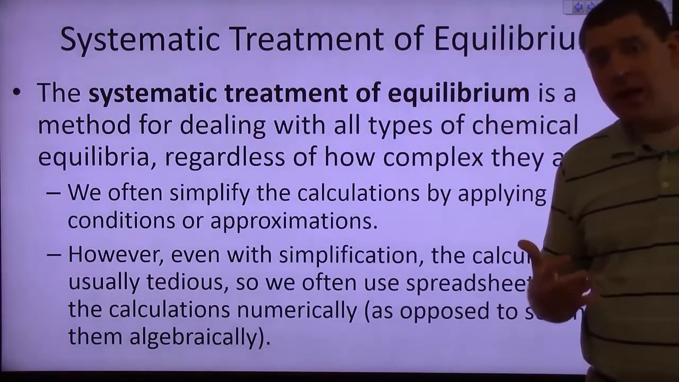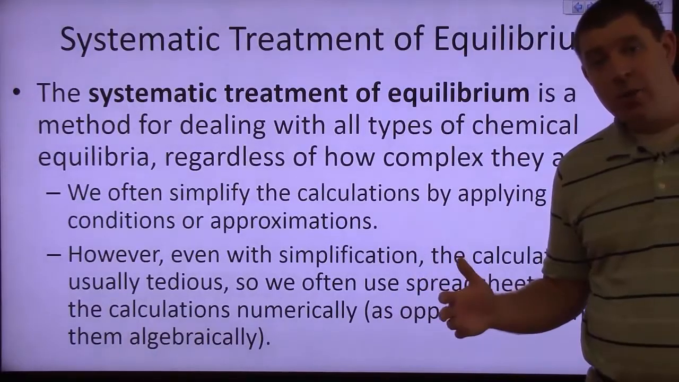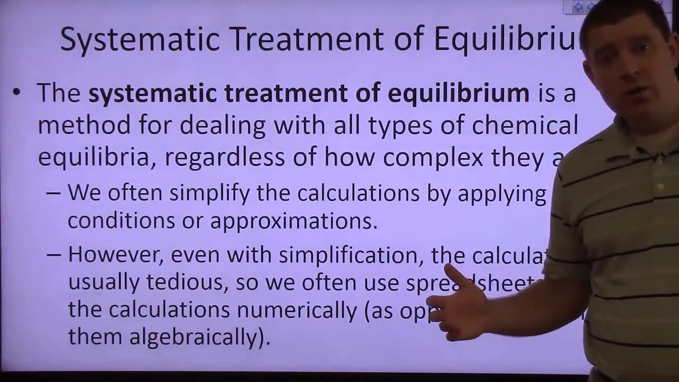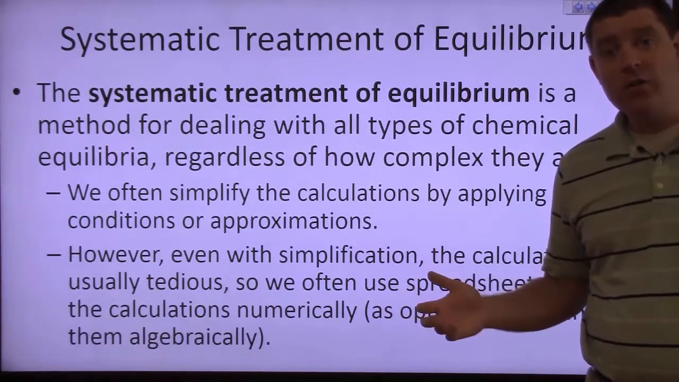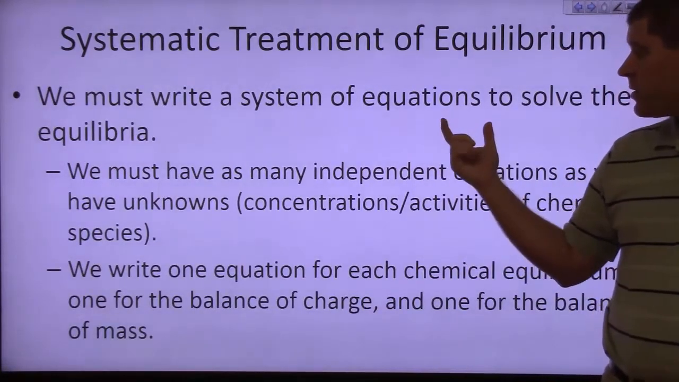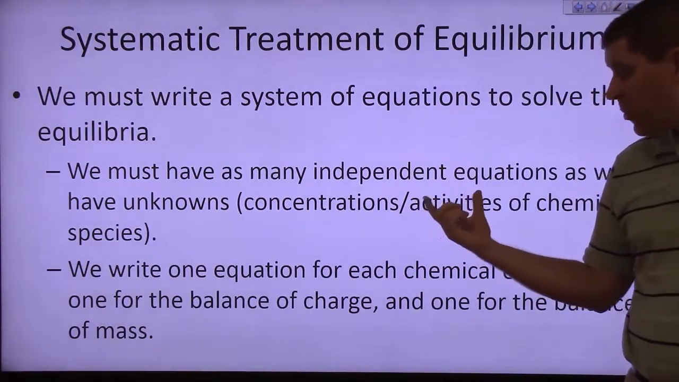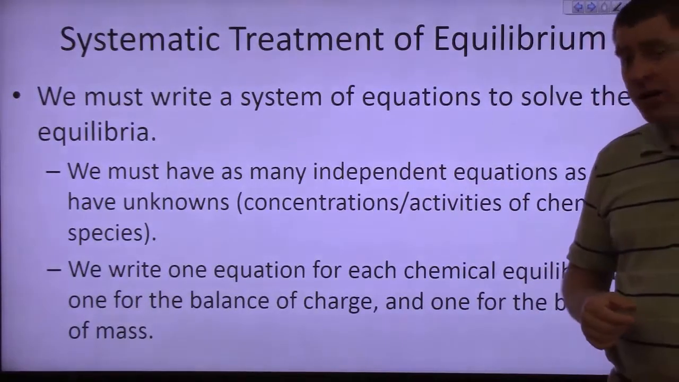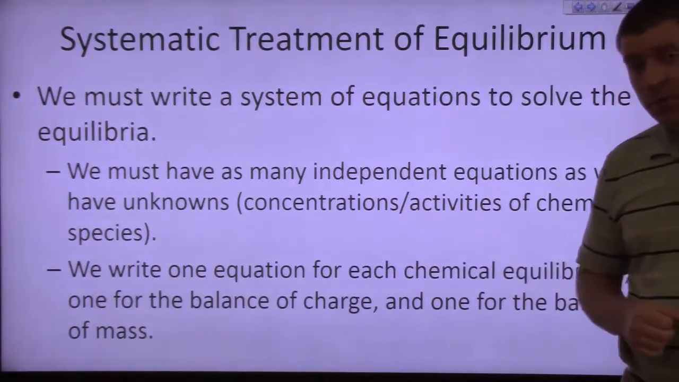That is, if we can get a computer to do the work for us, we can get an answer that's an approximation, but it's really close to the analytical answer, the algebraic answer. And it's a lot easier for us to do that in most cases. So to start, we must write a system of equations to solve the equilibria. Now we must have as many independent equations as we have unknowns. That is, concentrations or activities of chemical species.